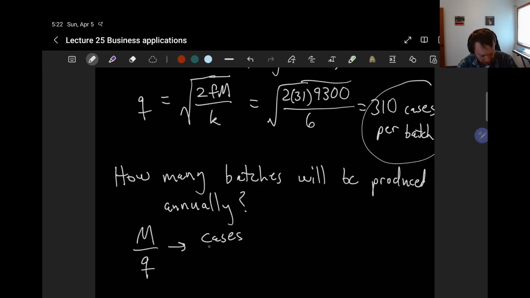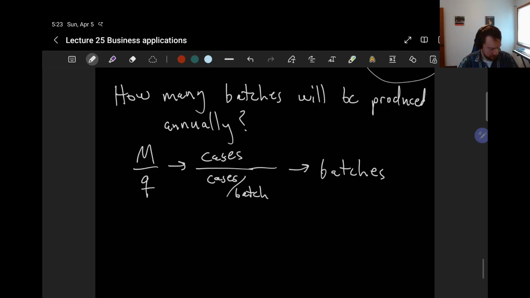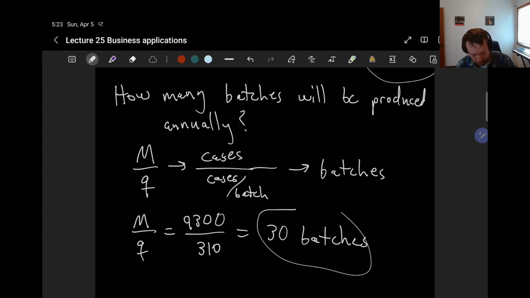So if it helps, I'll just write out these units. Think of this as cases canceling out, and batch can end up going into the numerator. So we're calculating batches with this figure. That's how the units work out. So M over Q, 9,300 over 310 means we're going to be making 30 batches in a year, evenly spaced out.